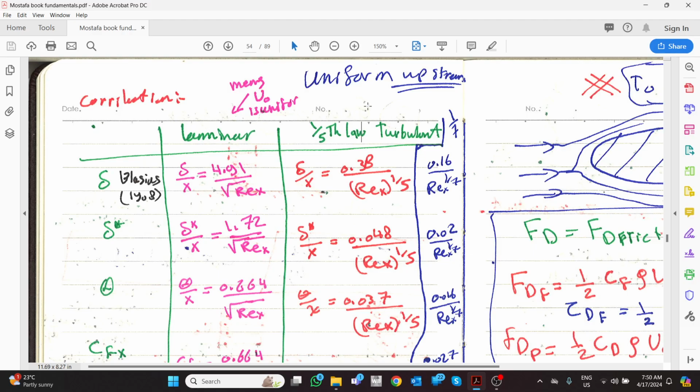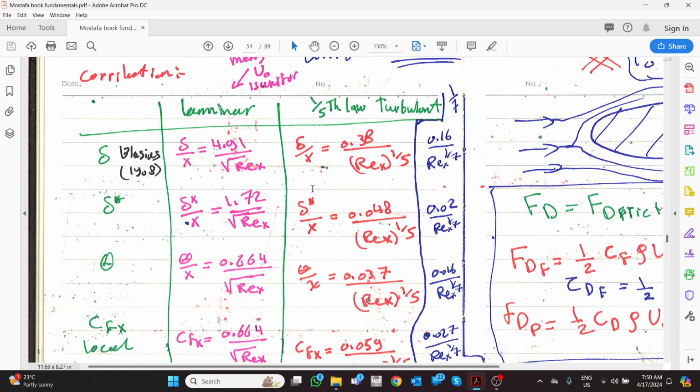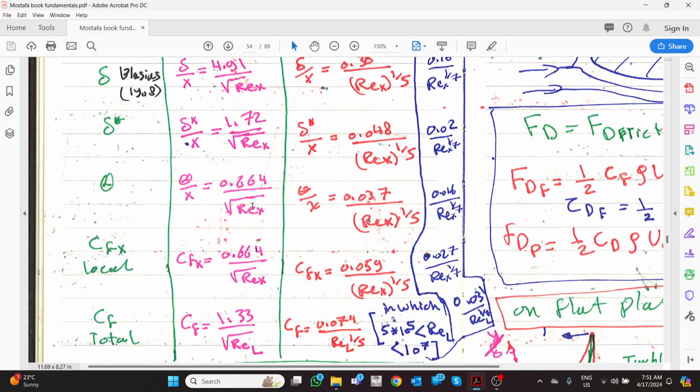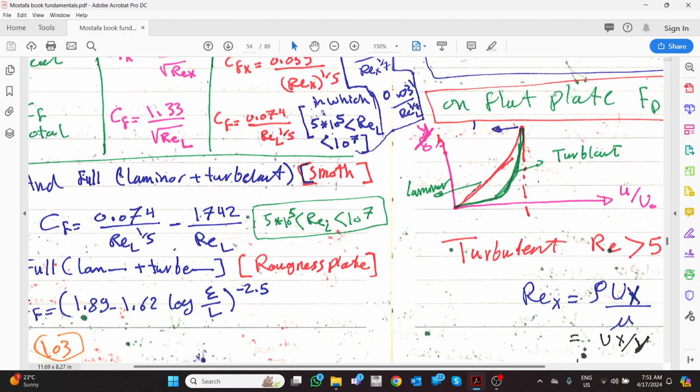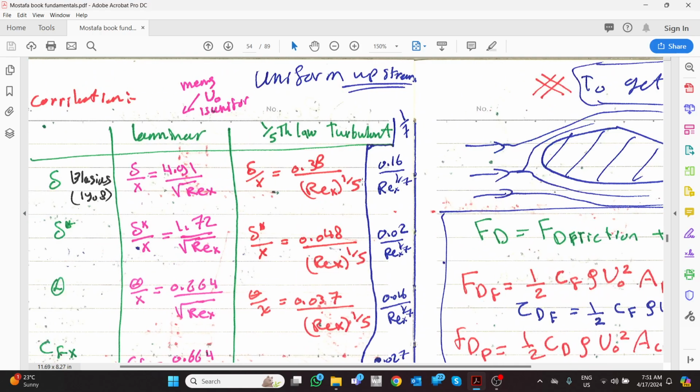This correlation is for a uniform upstream, which means the flow here is uniform. So this correlation is built on a uniform upstream. If the upstream takes a shape like a parabola, or comes from a floor which already has friction, and then goes to the airfoil, this is not applicable. However, we can approximate it in some cases, but only if you have a uniform upstream.